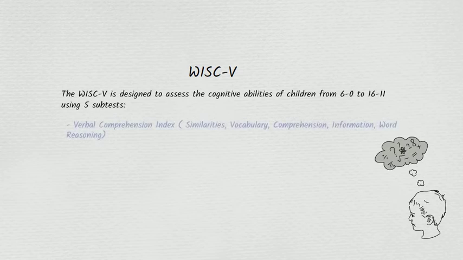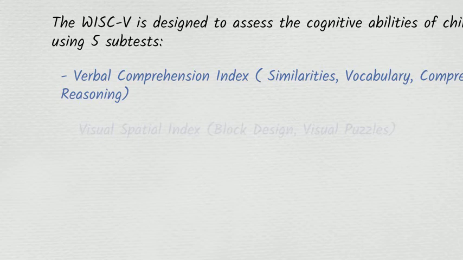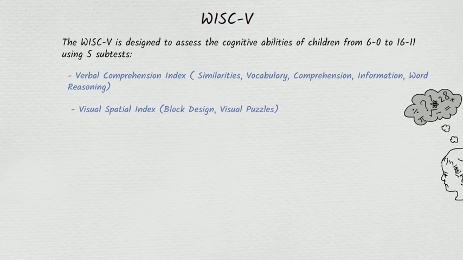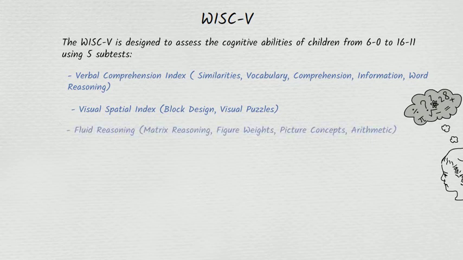These are verbal comprehension index, so vocabulary, comprehension, similarities between words, and so on. Visual spatial index, which measures the ability to use visual stimuli such as blocks and puzzles to solve problems. Fluid reasoning, which tests how children use new stimuli to solve tasks.